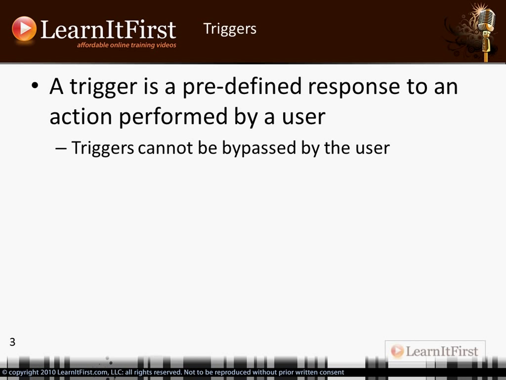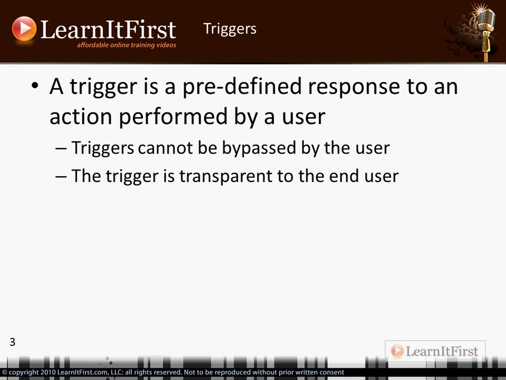And here's a cool thing about the trigger. They can't be bypassed. The user can't throw a switch that says don't fire my trigger. There's going to be one instance where that actually can happen. If you're doing batch processing or bulk loads, the default is that triggers do not fire because they would slow down the processing. The trigger is also transparent. The end user does not know when or if the trigger is working.